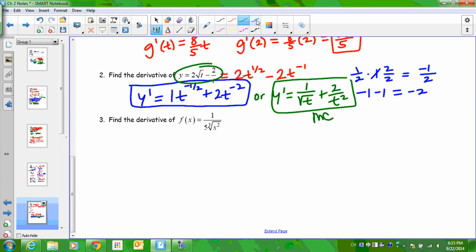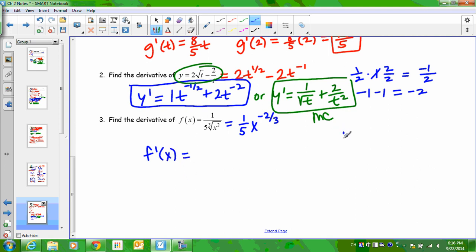Okay, last problem. We need to prep it. Okay, 1/5 x. Now the x is in the denominator, so negative power. The power is 2 and 3 is the root, so that becomes the new power. If you're really struggling with this, please come to tutoring. I don't know what else to say about that. That means that we need to help you with your algebra skills.